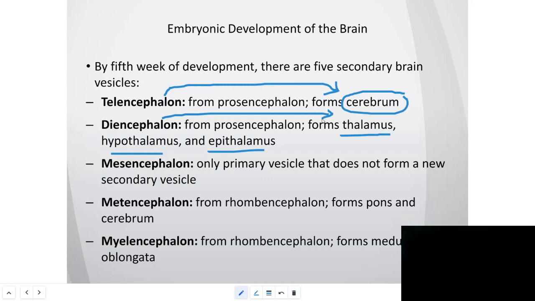Out of all 5 of these substructures in week 5, the only one that does not have a secondary new structure is the mesencephalon. That literally becomes the midbrain. The midbrain stays as it is, even in the early stages. So whatever you start off with, you create that final form. I'll put a little color here, but the mesencephalon is the only one that does not have the ability to create a secondary final form. Metencephalon comes from the rhombencephalon and forms the pons and parts of the cerebellum, and then the last one, the myelencephalon, forms the medulla oblongata.